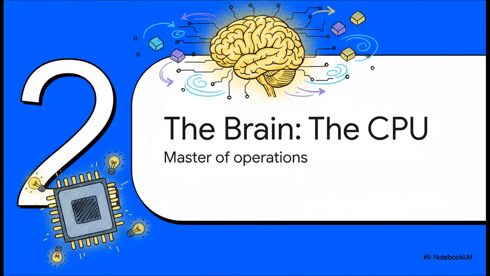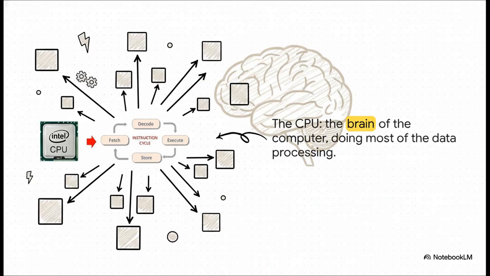All right, section 2. We are going straight to the top, to the master of operations, the CPU, the central processing unit. I mean, it's simple, really. If your computer were a person, the CPU would be its brain. It's that important.